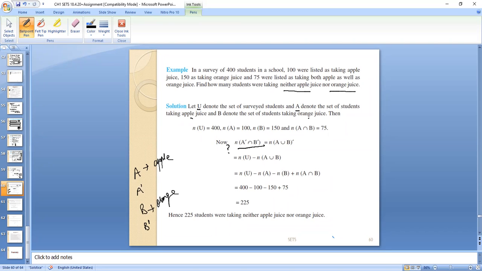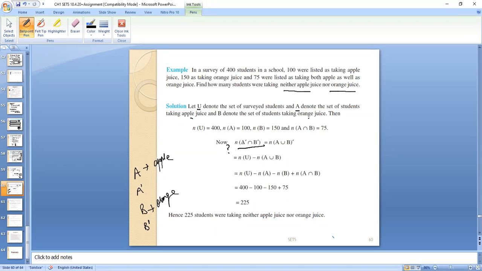That means A complement intersection B complement. They should not be taking apple and they should not be taking orange. We will be finding the number of students in A complement intersection B complement. So we are applying one law, De Morgan's law. We studied a few laws yesterday, and out of that one law was De Morgan's law, that A complement intersection B complement is equal to A union B whole complement. This we are applying here.